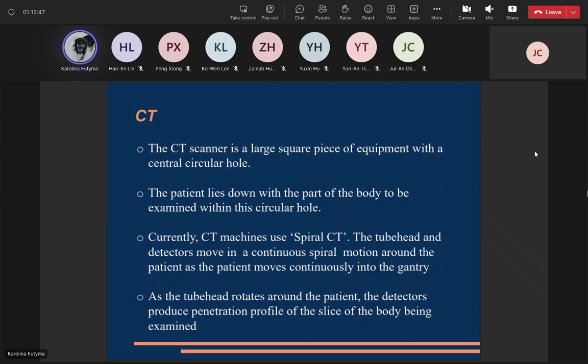The CT scanner is a large square piece of equipment with a central circular hole. The patient lies down with the part of the body to be examined within this circular hole. Currently, CT machines use spiral CT. The tube head and detectors move in a continuous spiral motion around the patient as the patient moves continuously into the gantry, layer after layer. As the tube head rotates around the patient, the detectors produce a penetration profile of the slice of the body being examined.